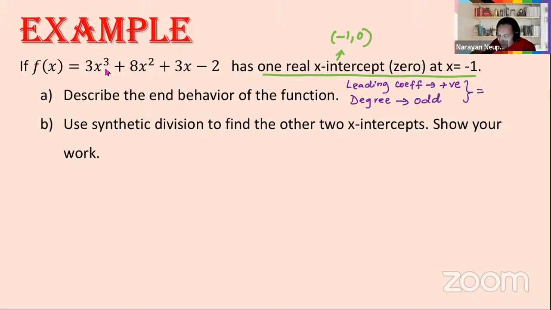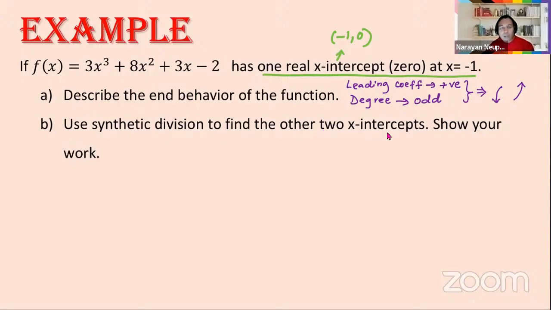We know that if the degree is odd, one end of the graph will go up, whereas the other end will go down. Because it is positive, the left end will go down and the right end will go up. So that is the end behavior. So if we scale the graph, the left end of the graph will go down, whereas the right end will go up. Now the question says in the second part, use the synthetic division to find the other two x-intercepts.